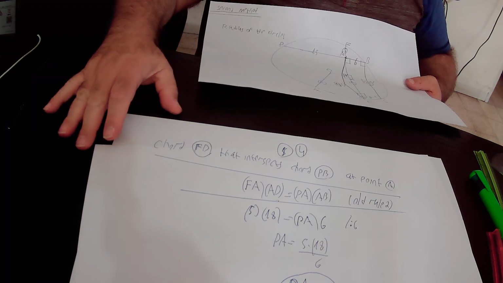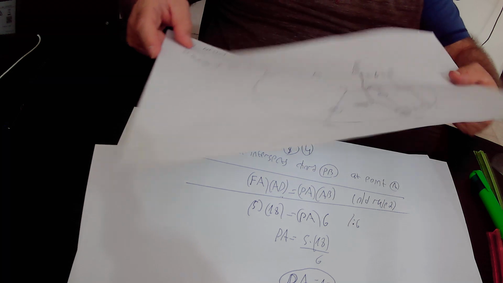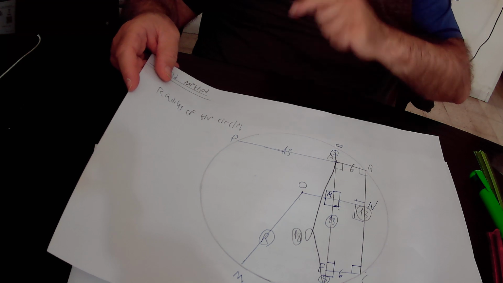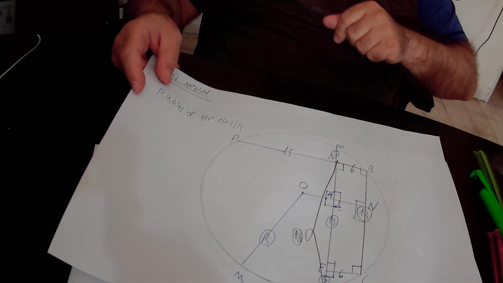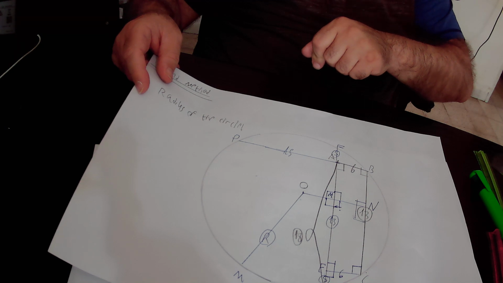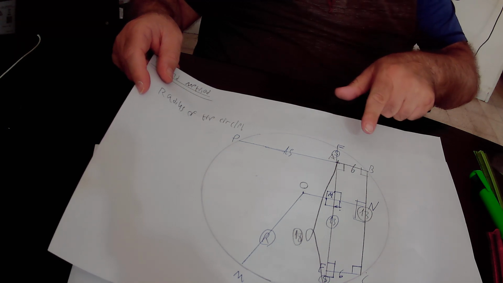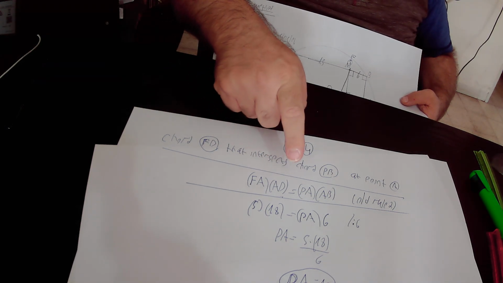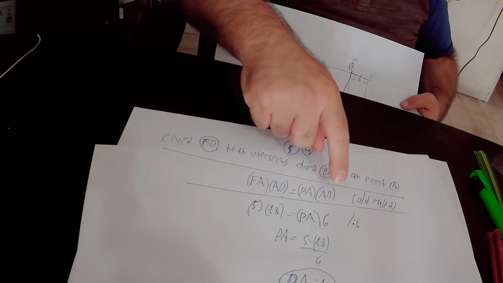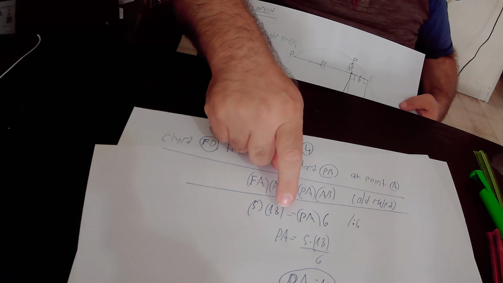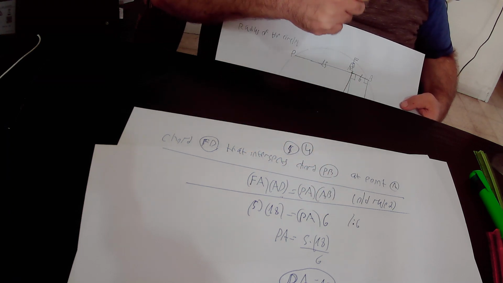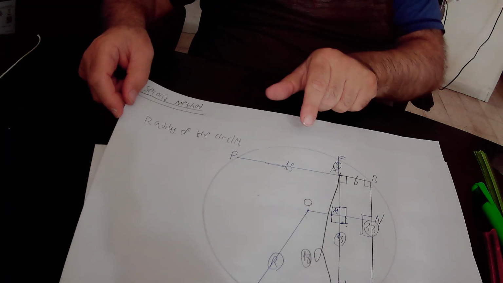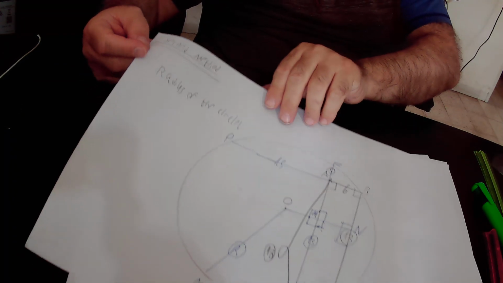Okay? And FA equals 5 units, AD equals 18 units. PA is the missing line segment, so we leave it as it is, and AB equals 6 units, which gives 5 times 18 equals PA times 6. Here we divided this equation by 6 and found out that PA equals 5 times 18 over 6. 18 over 6 is 3, and 3 times 5 is 15. So we found out that the missing line segment PA equals 15 units in its length.